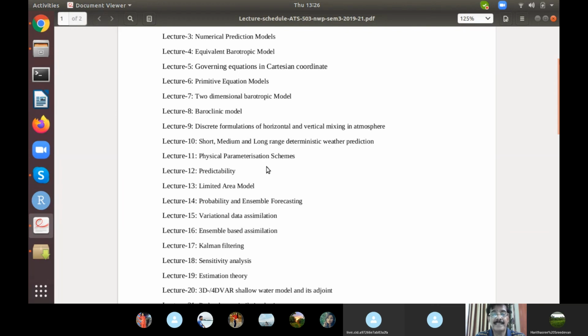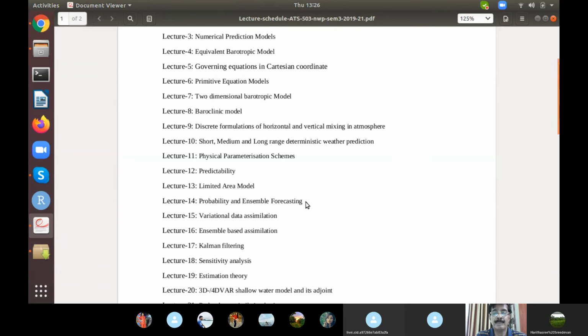Then predictability is a very important topic. We shall talk about that in detail. The limited area model, well, we shall talk about that. Your WRF is nothing but the limited area model, right? Before the models like WRF or MM5 were available, people used to have a LAM. LAM is limited area model. So we shall once again talk about that briefly.